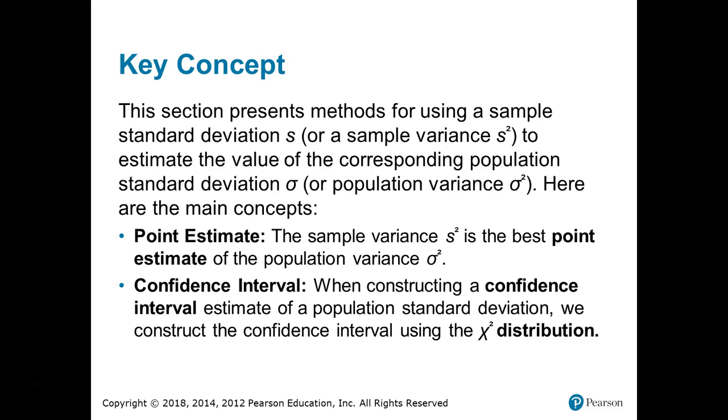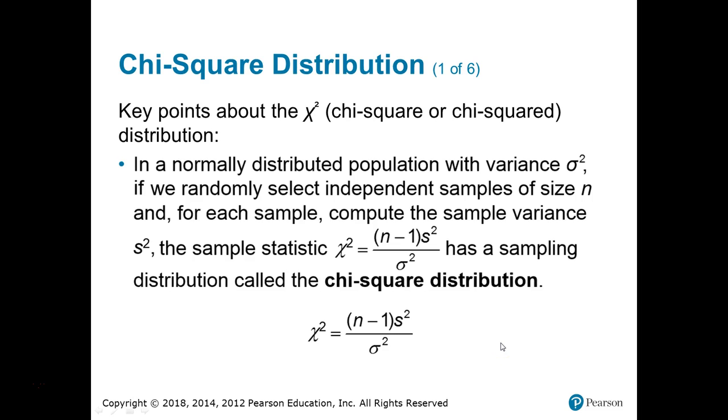So when constructing a confidence interval estimate of a population standard deviation, we will construct the confidence interval using a chi-square distribution. Okay, what is that? Well, the chi-square distribution, chi is pretty much like the x symbol right there. X squared, chi squared, or chi-square.